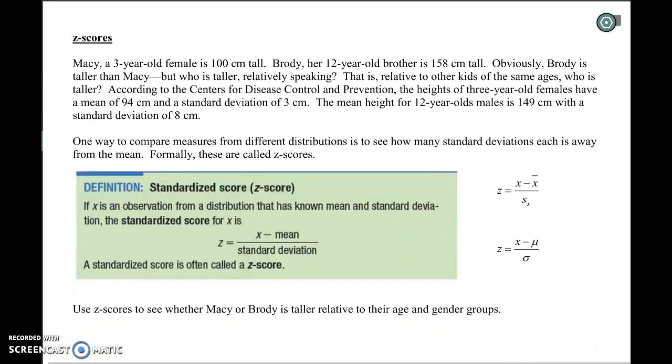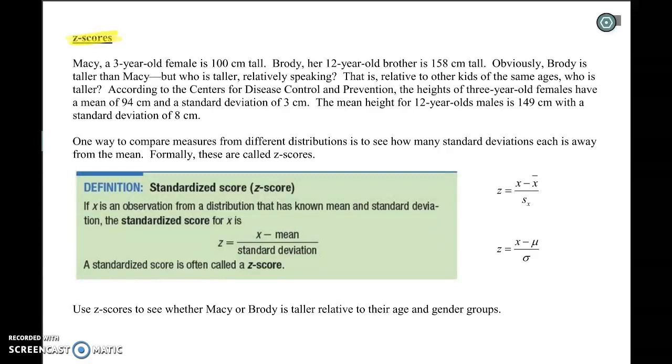All right, the second section of 2.1 deals with a measure of position that's really commonly used in statistics called z-scores. These are actually used even more than percentiles and quartiles. So to introduce it, let's look at an example.